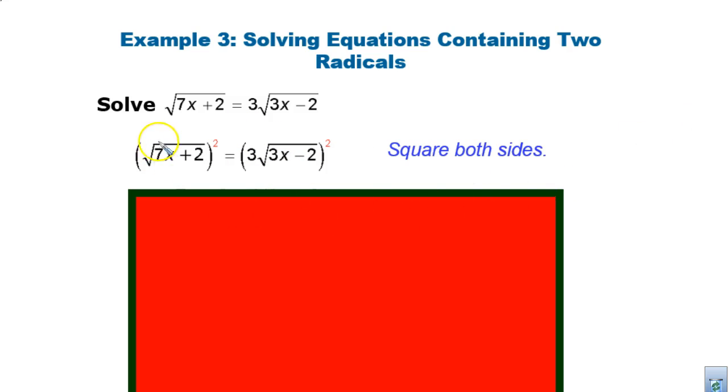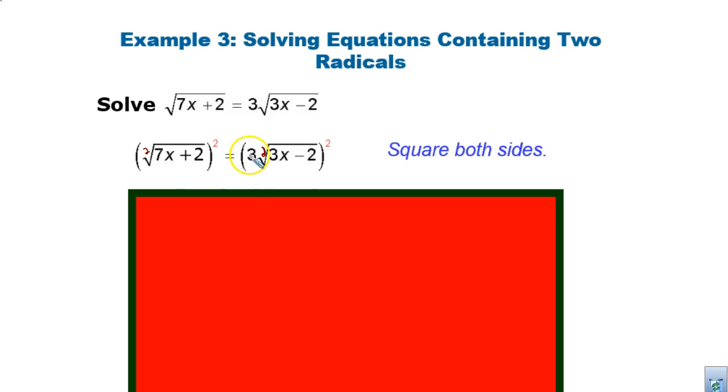Now this is where you want to be a little bit careful. Remember, the index is 2. When you raise both sides to the second power, everything is raised to the second power. So the square root of 7x plus 2 is raised to the second power, which gives us 7x plus 2. The index and the exponent cancel each other out. But on the right side of the equal sign, both 3 and the square root of 3x minus 2 have to be raised to the second power.